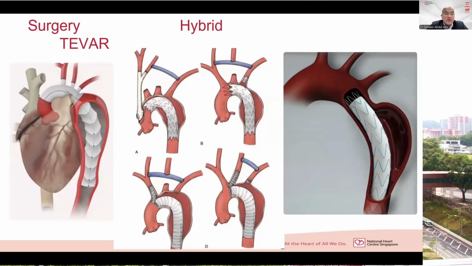Now, as an example of the options, the total arch replacement is on the left, that's what we talk about as surgery. Hybrid means in certain patients where you want to put a stent, but the anatomy of the disease requires that some surgical elements need to be done. For example, a bypass from the right common carotid to the left common carotid, or from the left common carotid to the left subclavian. These can also be done. So in these situations, we are combining both a small open surgery as well as the stents.